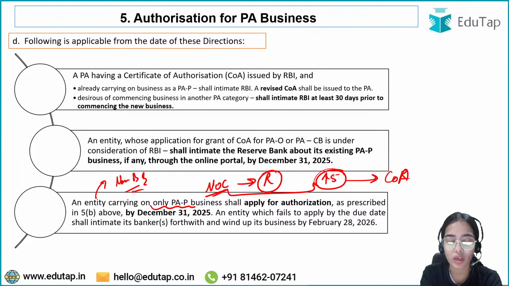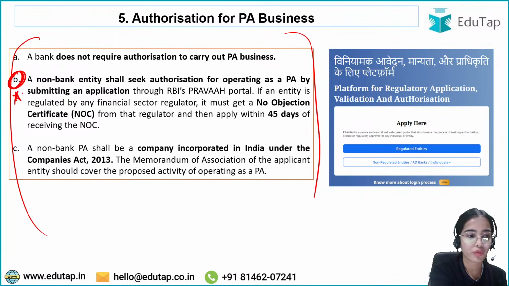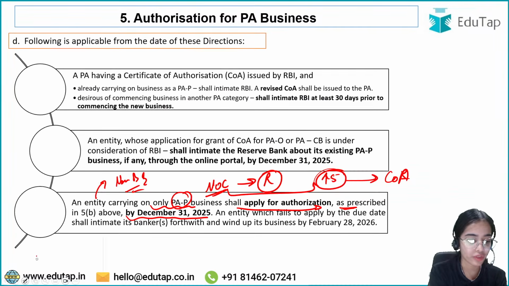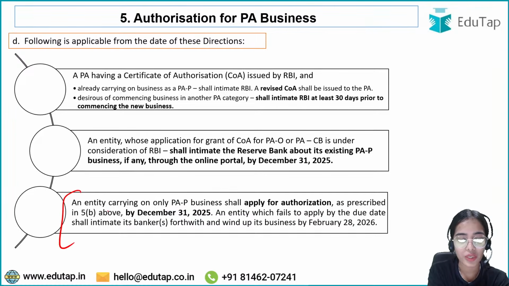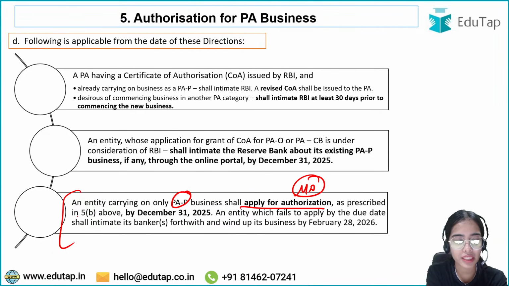So an entity carrying on payment aggregator physical business shall apply for authorization as prescribed in the 5B above by December 31st, 2025. So as per the previous guidelines, you had got the payment aggregator physical business license, but now under the new directions, you have to follow this new direction, and you have to take the new license or the new certificate of authorization. So an entity that is already carrying out the payment aggregator physical business shall apply for authorization under the new master direction as prescribed in the 5B above.